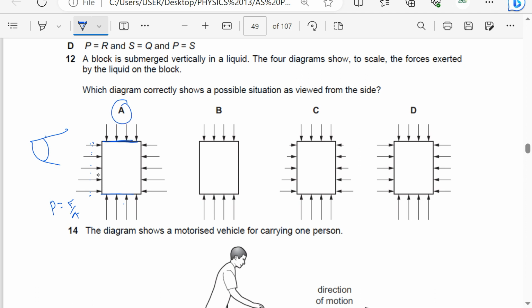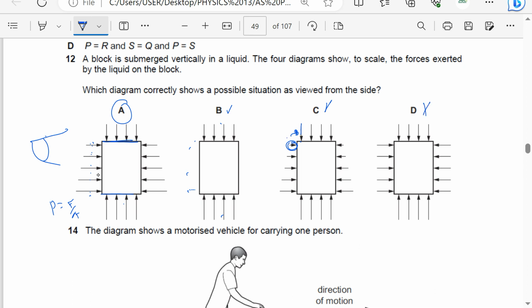When you view from the side, this is fine, but here the forces on the sides go on decreasing. So this one is out. This one is also out, because if this is the force at the top represented by these arrows, then the arrow here should be closer to that one in magnitude. So this one is wrong.